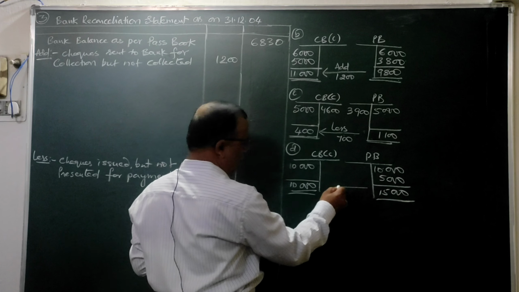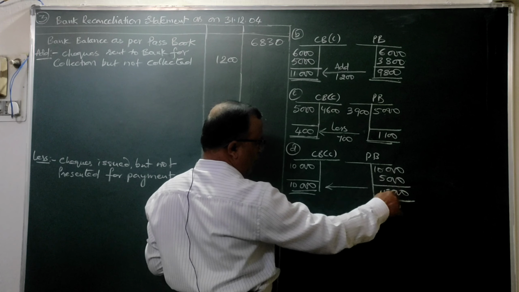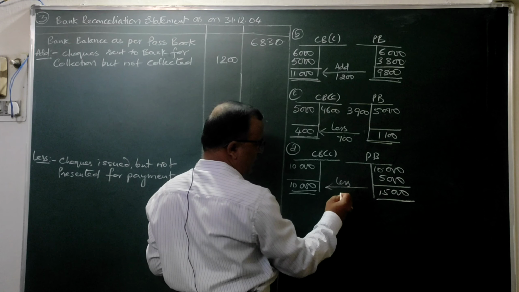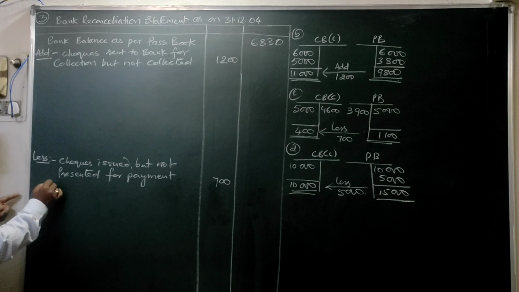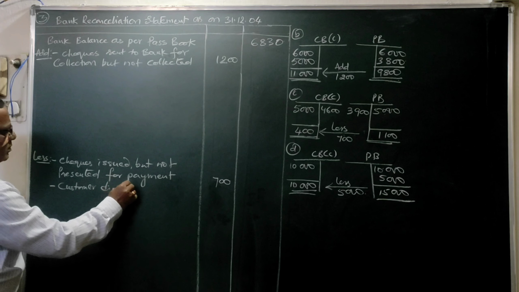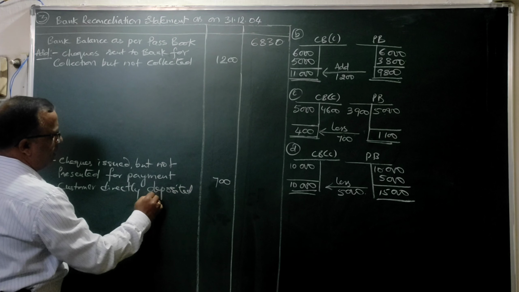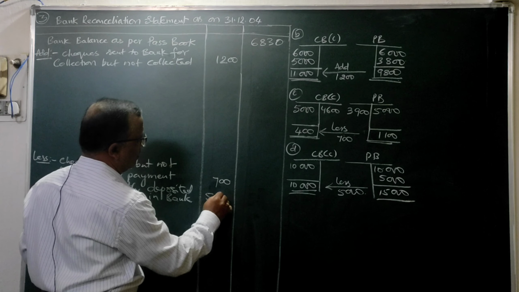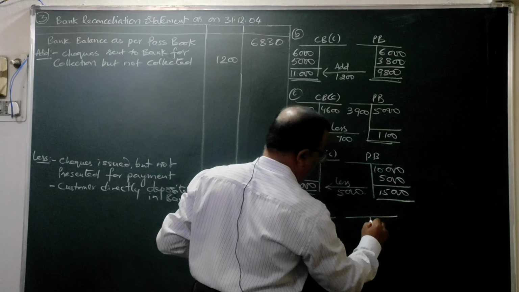That is nothing but 15,000. So our arrow mark will point towards the constant side. 15,000 should be converted to 10,000. So to this, what are you going to do? From this, you should subtract it, because 15,000 should be converted to 10,000. How much are you going to subtract? 5,000. So 5,000 less you are going to write. Below less, write: customer directly deposited into bank. How much? 5,000.